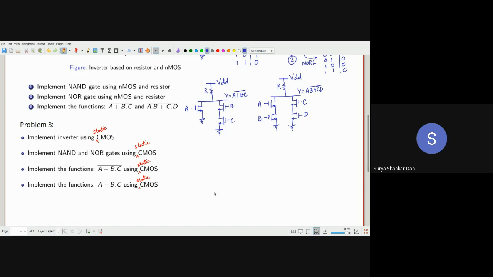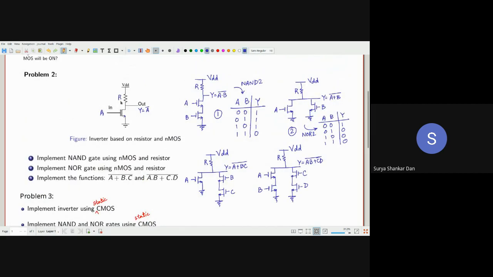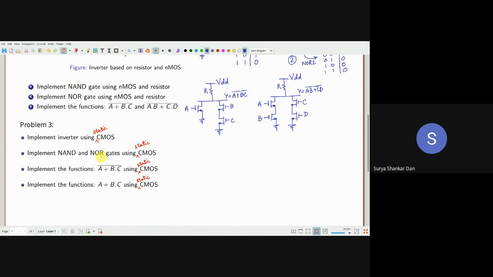Now if you want to implement an inverter using static CMOS, then you just have to replace the resistance R with an active load, which is a PMOS load. So how will you do that? Very simple. I'll just put the numbers here. This is 1, 2, 3, and 4, for problem number 1. So this is the solution for problem number 3, for this one. Problem number 3.1. First is the inverter. Very simple. VDD.